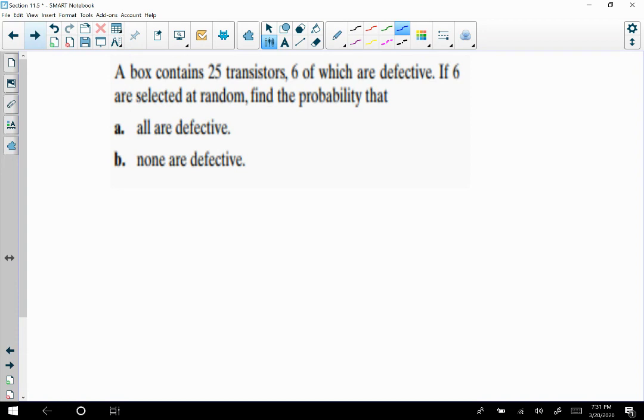Okay, first things first, let's get that total, because this is going to be the denominator for all of our probabilities. In the end, we have 25 transistors. We don't care if they're good or bad. We have 25 of them, and we're going to choose 6 of them. This is definitely not the fundamental counting principle because you only have one group. We're choosing transistors. Sometimes they work, sometimes they don't.